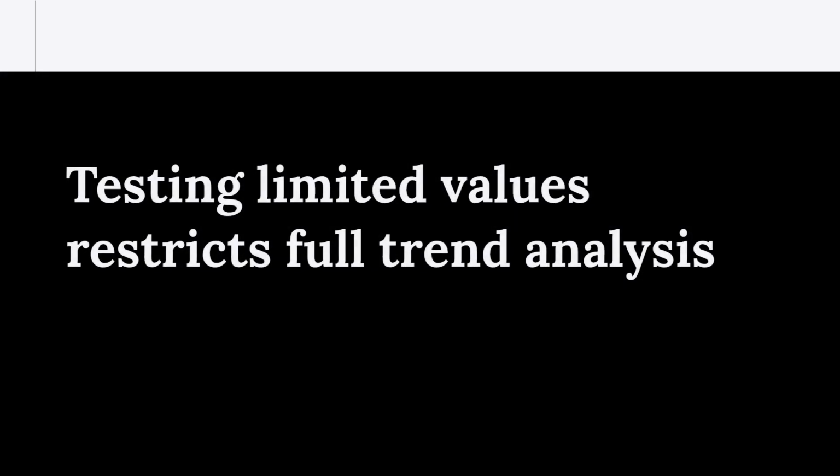Testing a small number of values is a limitation. For example, testing only 5 temperature points or a narrow concentration range. This matters because a small range may prevent identifying the true optimum point. It limits your ability to observe the full trend. Acknowledge this limitation clearly.